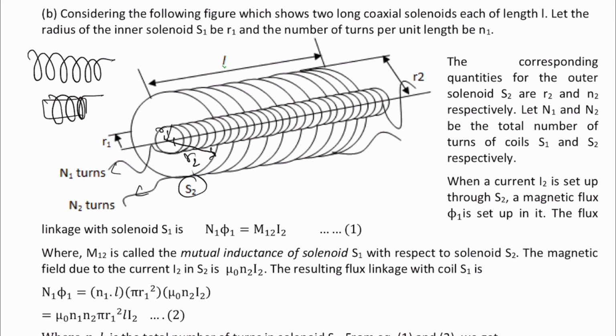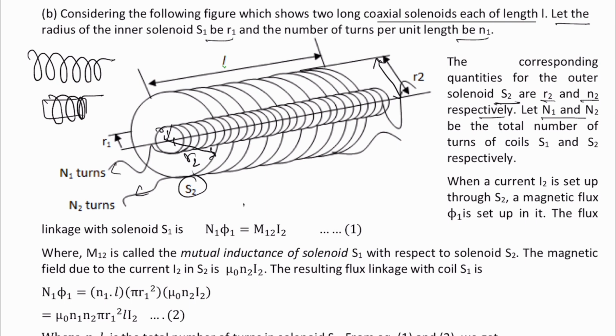Considering the figure, you have to draw this figure. This R2 is the outer solenoid radius. We have taken two coaxial solenoids, and their lengths are the same. Let the radius of the inner solenoid be R1 and its number of turns N1. The corresponding quantities for the outer solenoid S2 are R2 for radius and N2 for number of turns. N1 and N2 are the total number of turns in the inner and outer solenoids, correct?